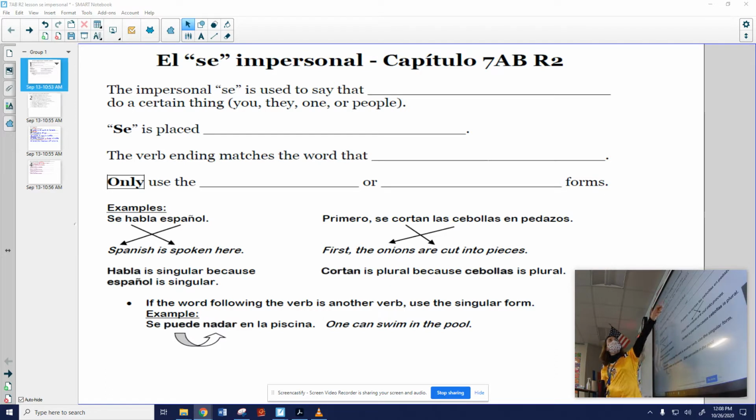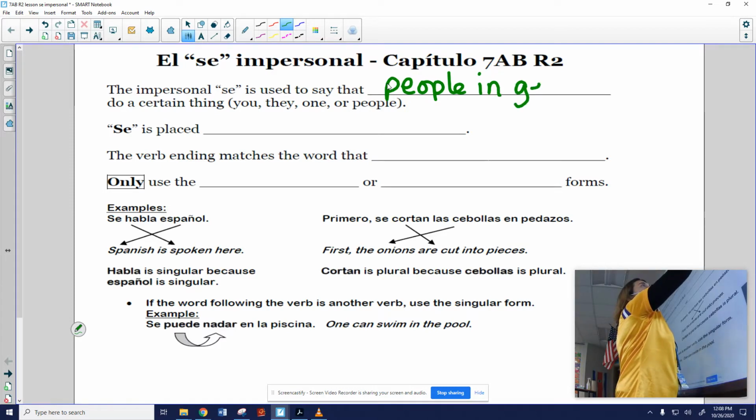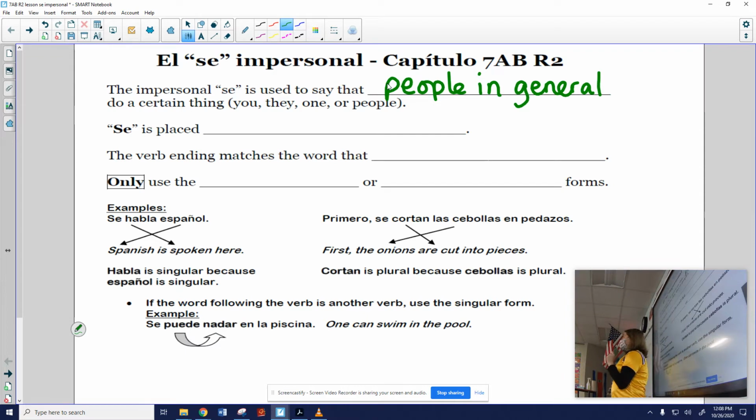El tópico hoy es el se impersonal. Pues, el se impersonal, the impersonal se, is used to say that people in general do a certain thing. People in general. Está aquí. People in general do a certain thing. And in English, oftentimes we express this by saying you, or they, or people, or one.